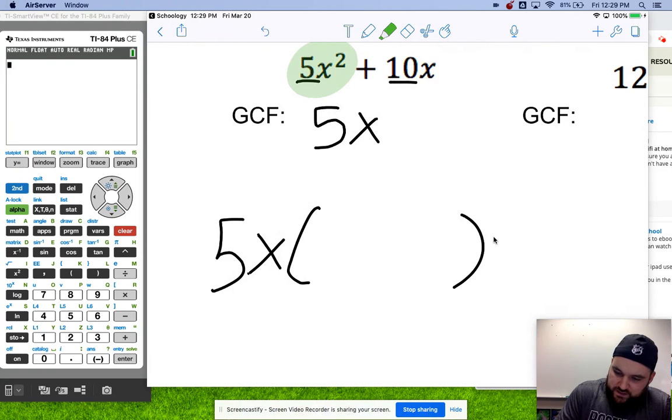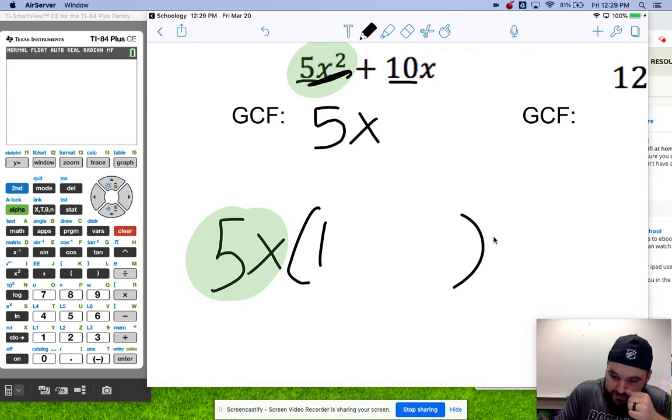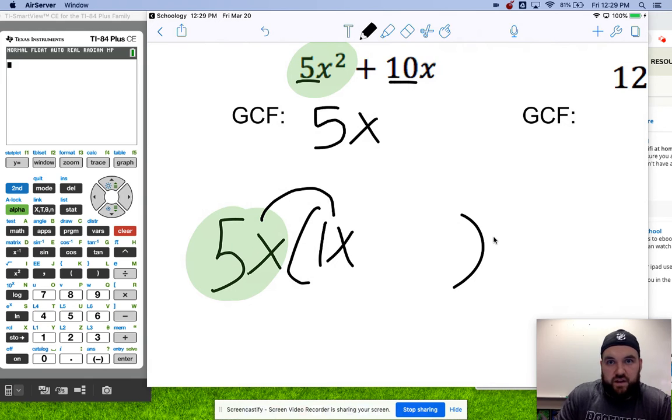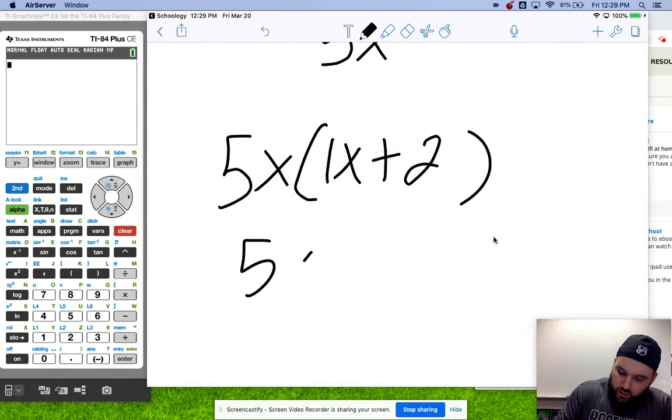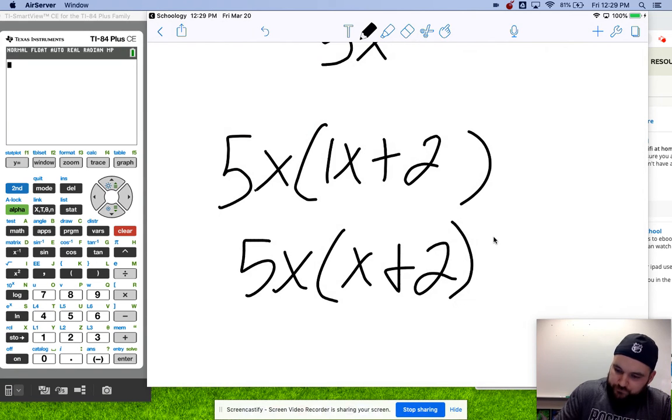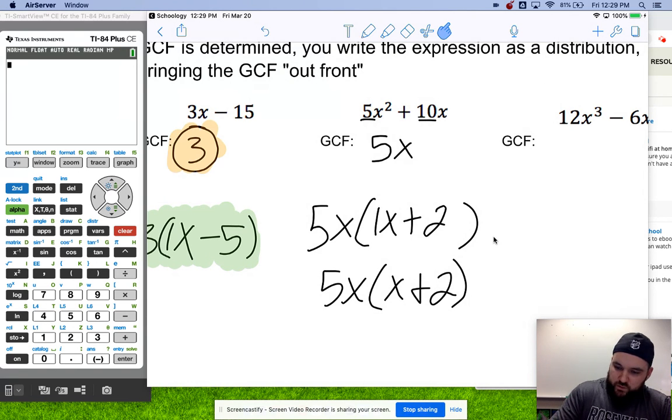If I take this and divide by that, okay, 5 divided by 5 is 1. This 1 is not necessary. It had two x's, and I took one of them out as part of the GCF, so now I'm down to just a single x. And again, when I multiply these, I should get 5x to the second, and I do. And then we have 5x times what will give me 10x, and all I need there is a 2. Okay, so 5x times parentheses 1x plus 2, or again, you can write it without the 1 there. Okay, this is what we're looking for factoring.